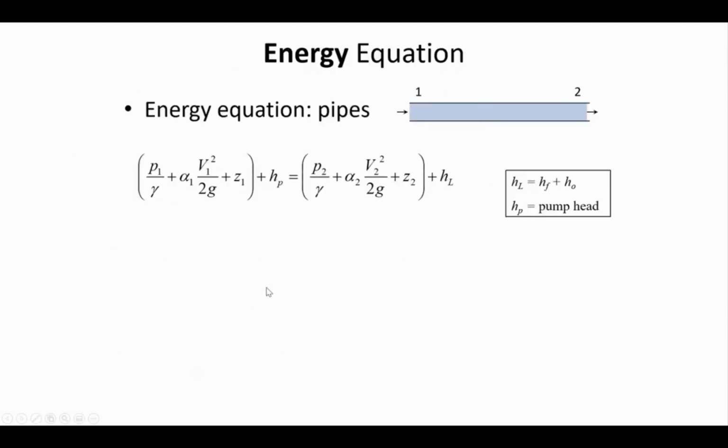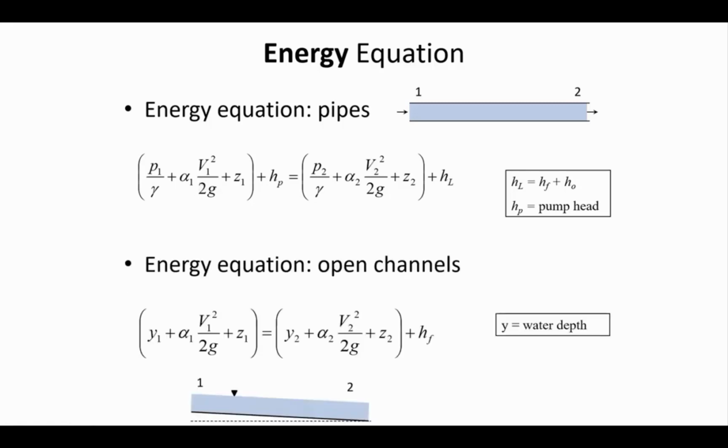Okay, so whereas when we were working with pipes, we used this energy equation. So in a pipe you can have a pump, and the losses were differentiated into the friction losses and the local losses. This was our energy equation if we had a pipe. In open channels, things are a little bit different. So the pipe was enclosed. The open channel is open to the atmosphere. And you can see that I've just suggested that this open channel is inclined, and that's why the water is flowing from 1 to 2.